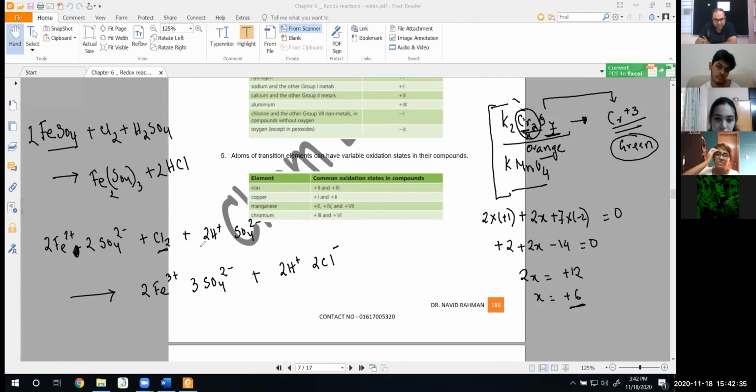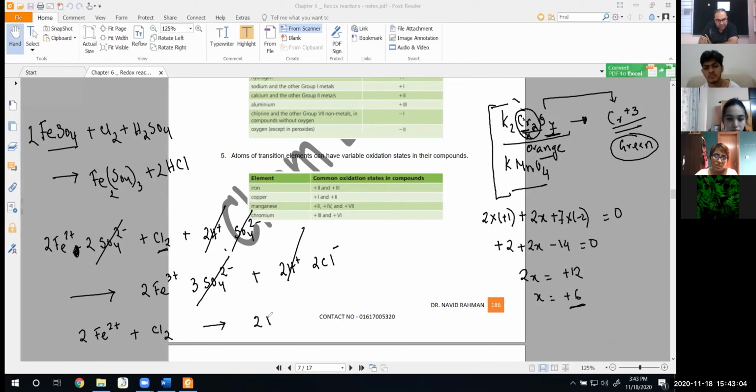So what is common here? The sulfates are common. You have 3 sulfates on each side. You have 2 hydrogen ions on each side. So basically 2 Fe2+ reacts with chlorine to give us 2 Fe3+ and 2 Cl-.